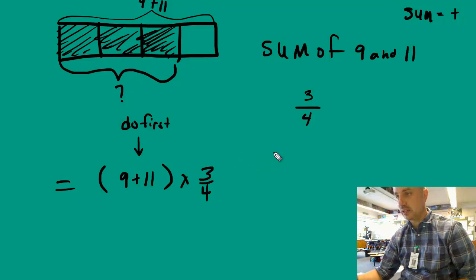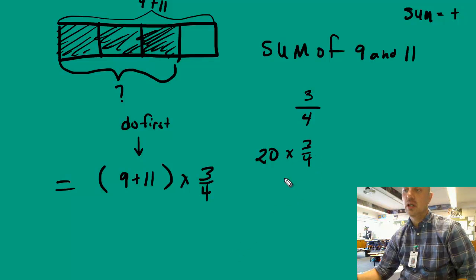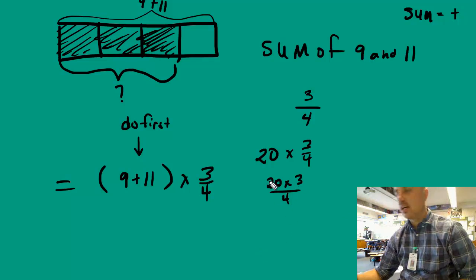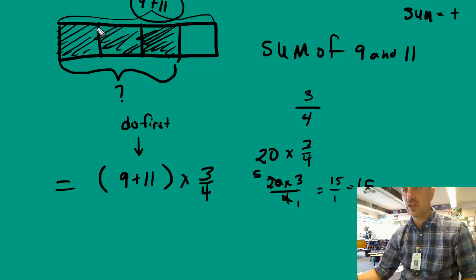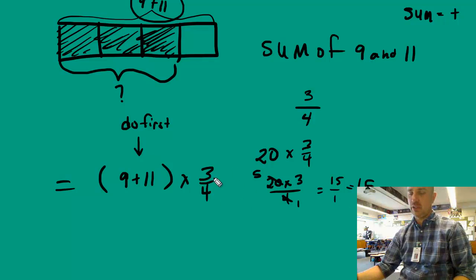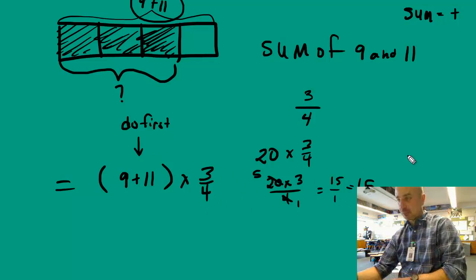So if we evaluate this expression, we would do our 9 plus 11 first, and we would get 20. And then we want to do 20 times 3/4. So we would do 20 times 3 over 4. And then we would cross cancel this guy to give him 1, because 4 goes into 4 one time, and 4 goes into 20 five times. And I would do 5 times 3 would equal 15 over 1, and my answer would be 15. That's my product, okay? So we did these ones first because that was our whole, and then we multiplied to find 3/4.